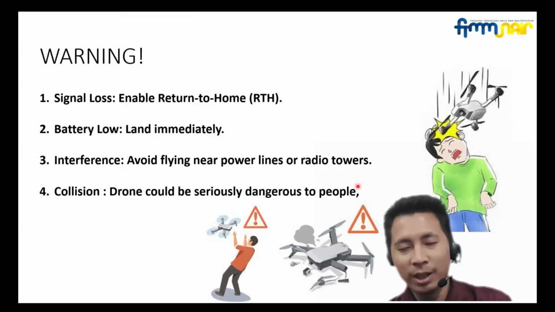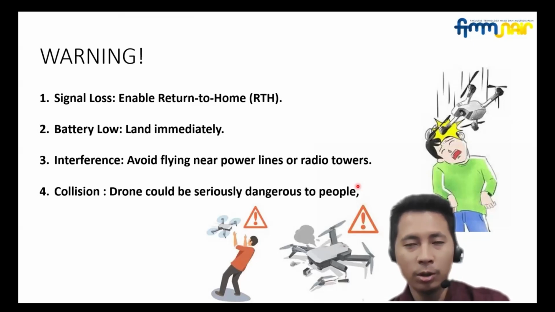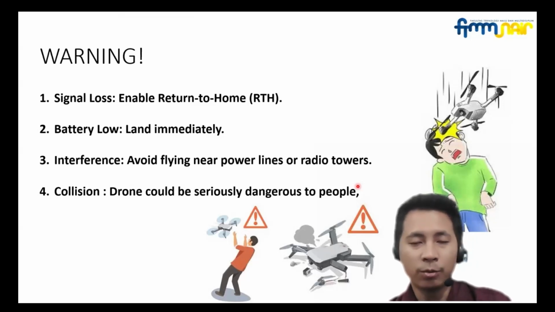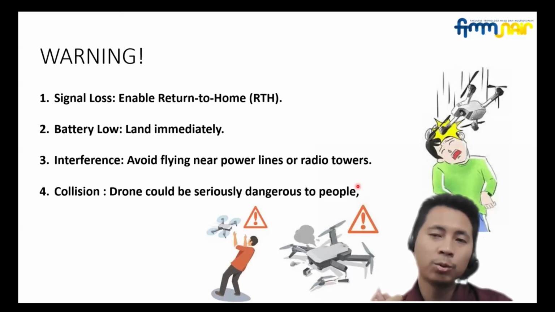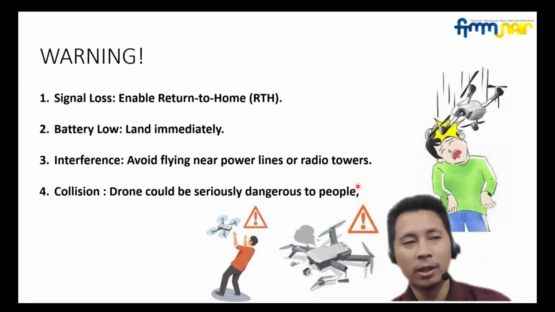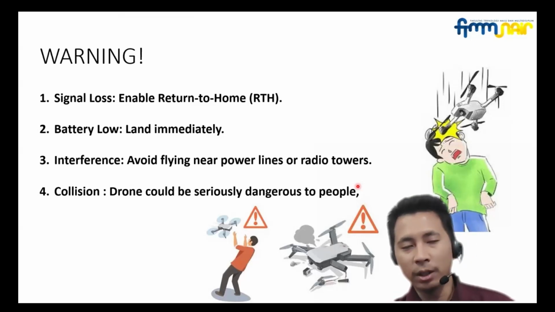But if you are really interested in being a drone pilot and following all the procedures to be very safe, especially if you want to fly the drone for a commercial purpose, I think it is better to join a certification. Maybe in your country there is a certification, and there will be a bunch of material that you have to read as a drone pilot.